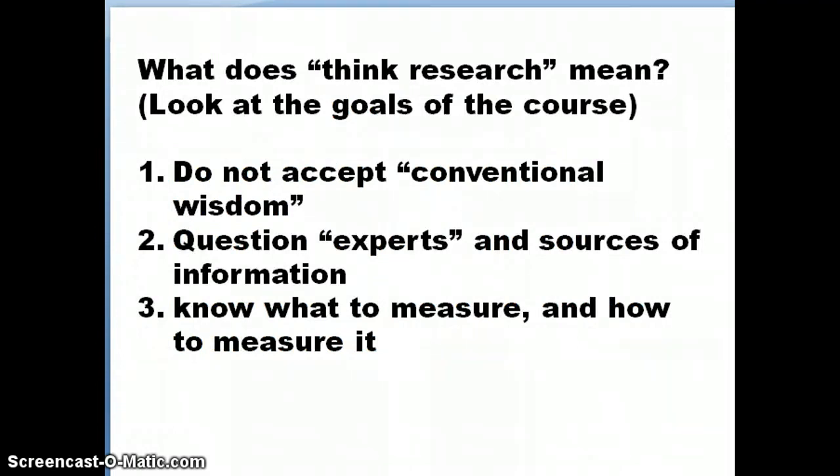Let's start right off with the idea. What does Think Research mean? I will refer you to the goals of the class. There are 3 items that I think are important for you to keep in mind. Number 1, don't accept conventional wisdom. Conventional wisdom is the idea that there are certain ways we've always done things, and so it's just assumed these are the way we're doing them, or people present ideas and say logically this is how a certain thing should happen. Research experience tells us that isn't always the case. It doesn't mean that conventional wisdom is wrong. It simply means that conventional wisdom is as likely to be wrong as it is right. So you need a better guide. That's where research comes in.